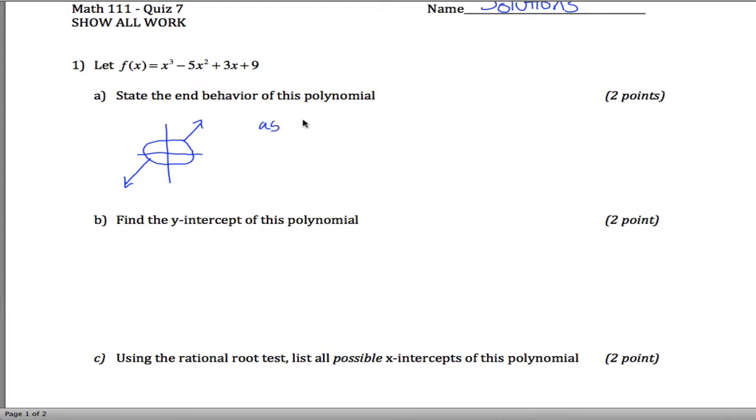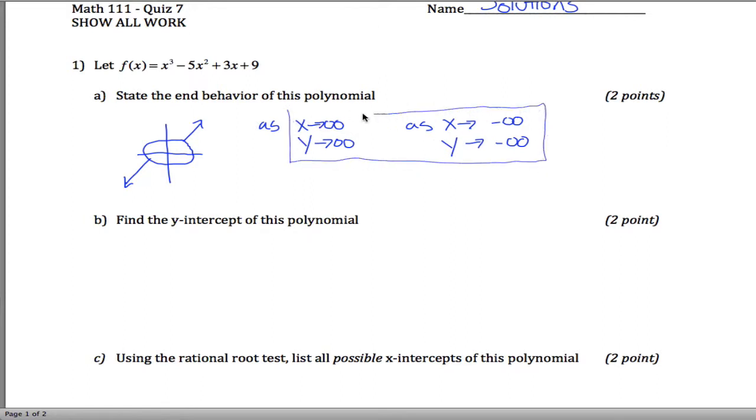In other words, as x goes towards infinity, when I go to the right, y goes to infinity. When it goes to the right, it goes up. As x goes towards negative infinity, in other words, when I go to the left, y goes to negative infinity, it goes down. Right, up, left, down. It's the end behavior. And that's the picture that kind of describes this notation.